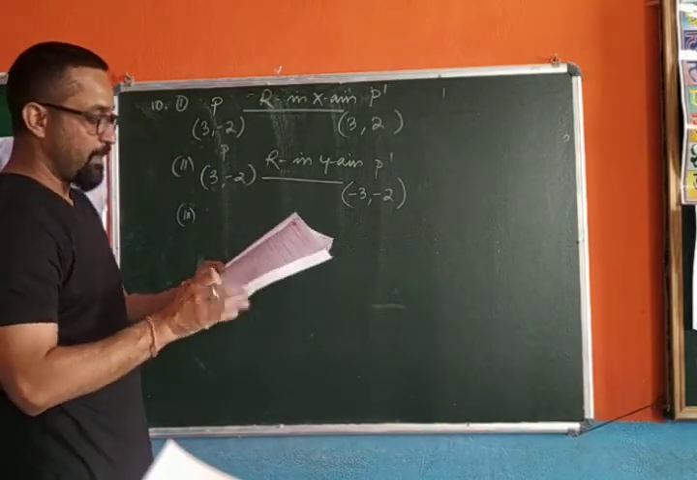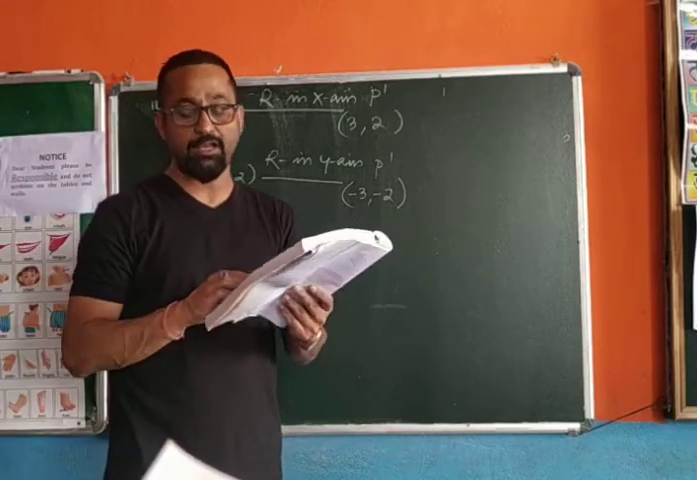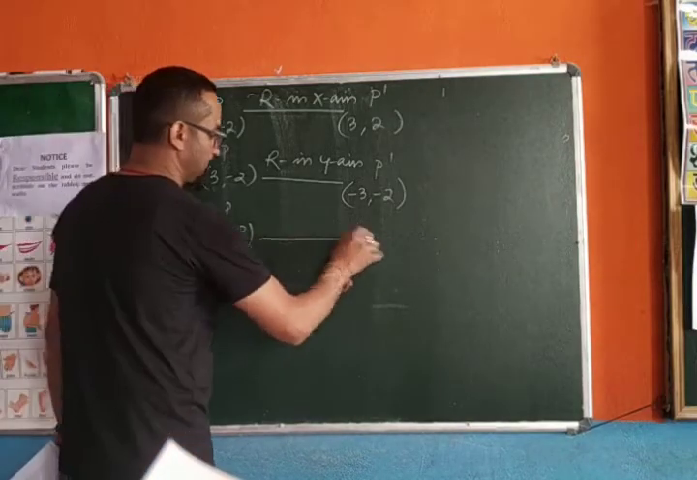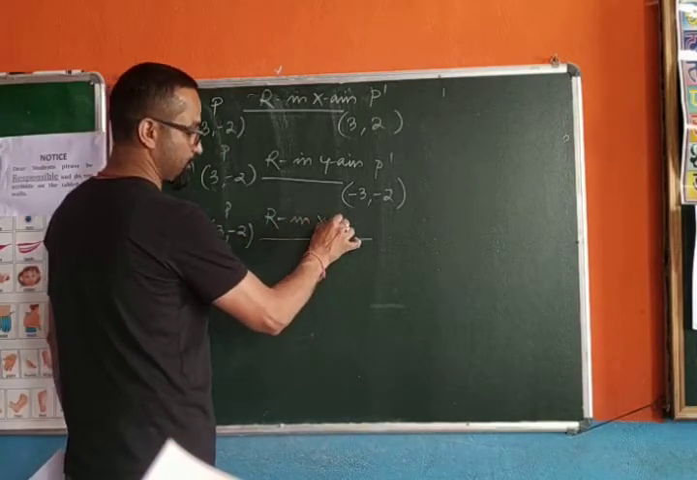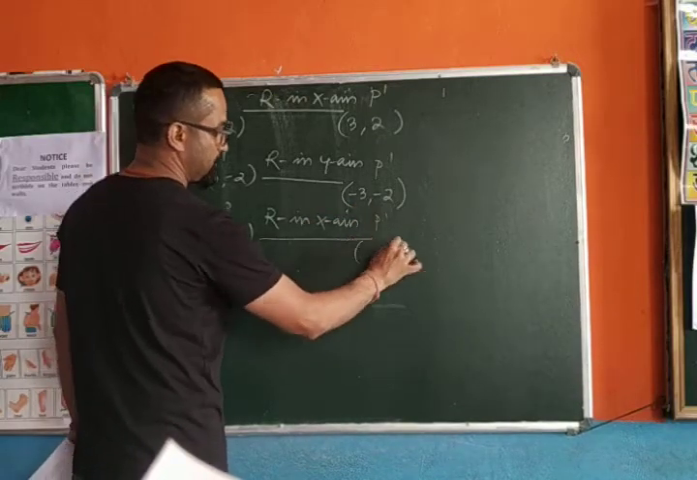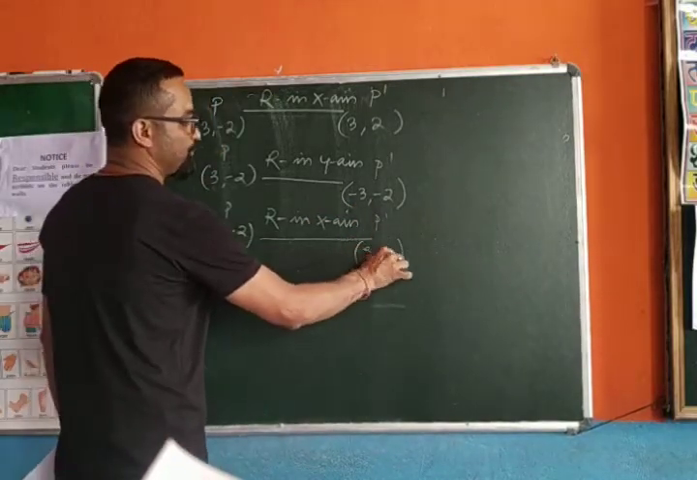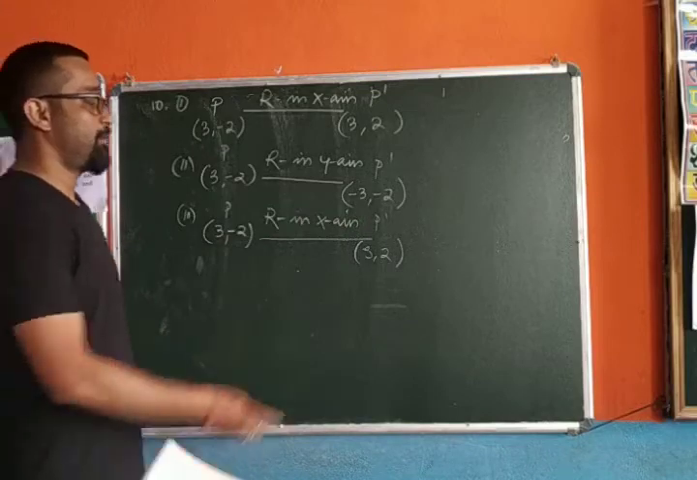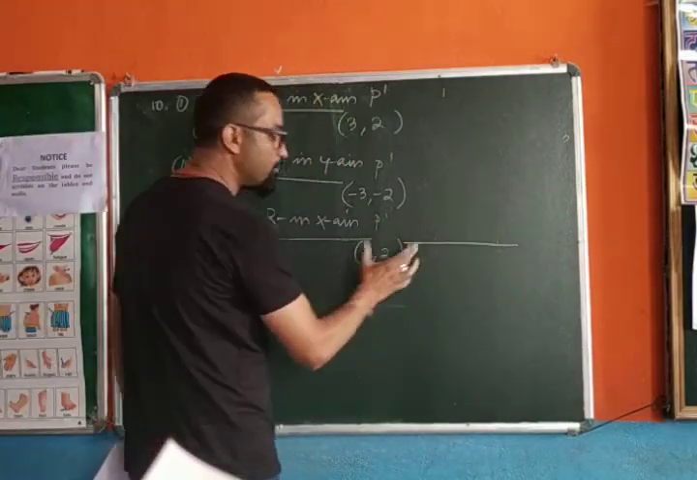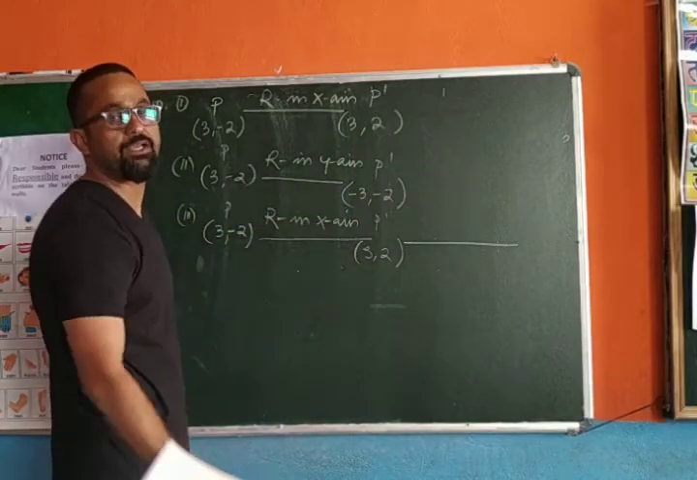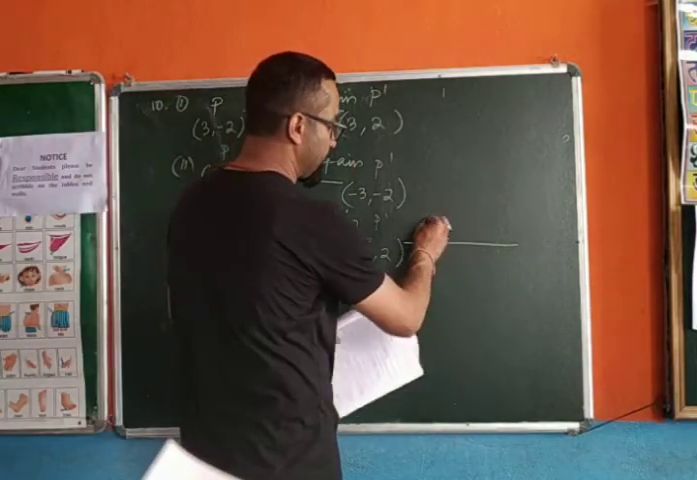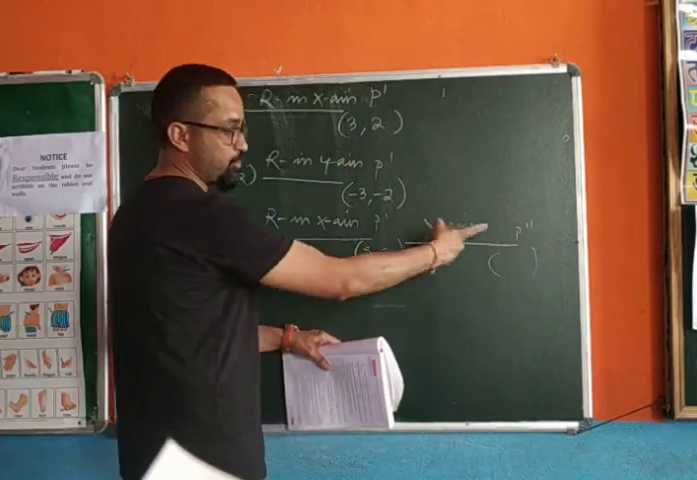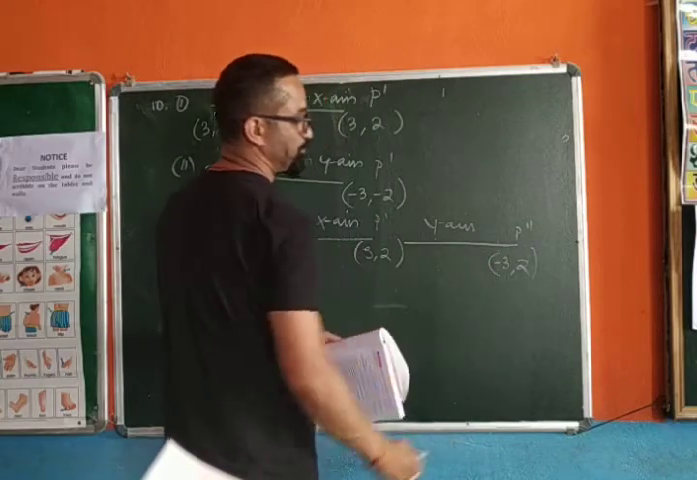Third one, reflection in the x-axis followed by reflection in the y-axis. P is 3, -2. It reflects in the x-axis, P dash, 3, 2. First the point is getting reflected in the x-axis, then follows. So whatever image you get, that image is again getting reflected. It is getting reflected in the y-axis, P double dash. Now this will change. It is minus 3, 2.